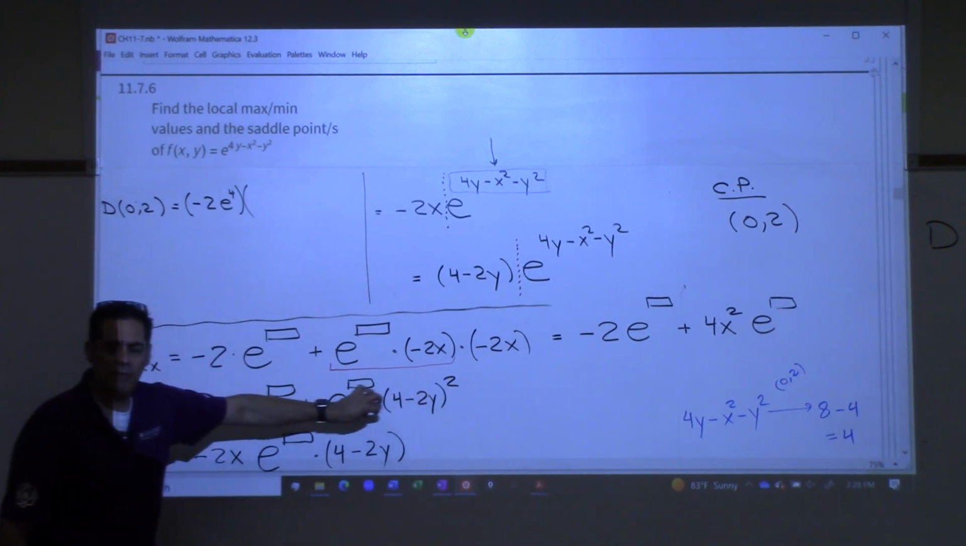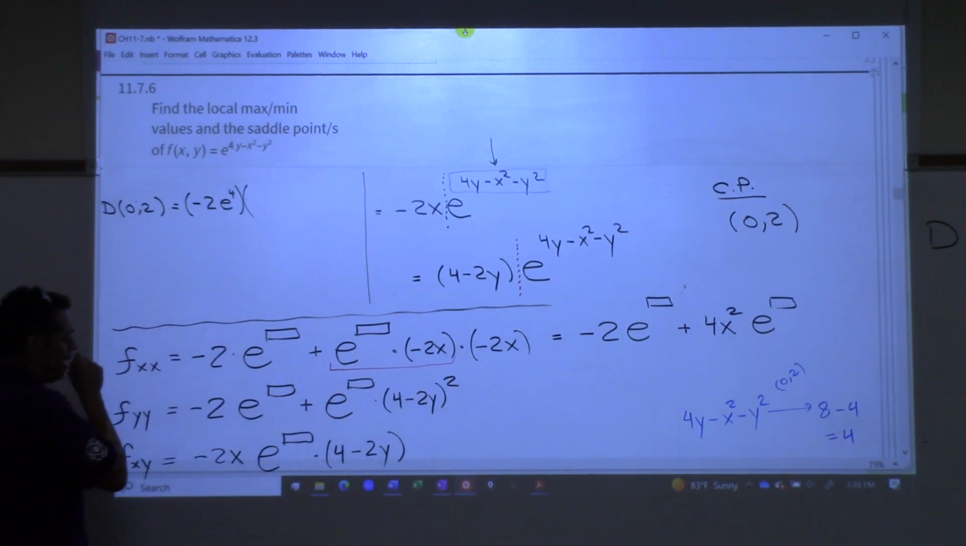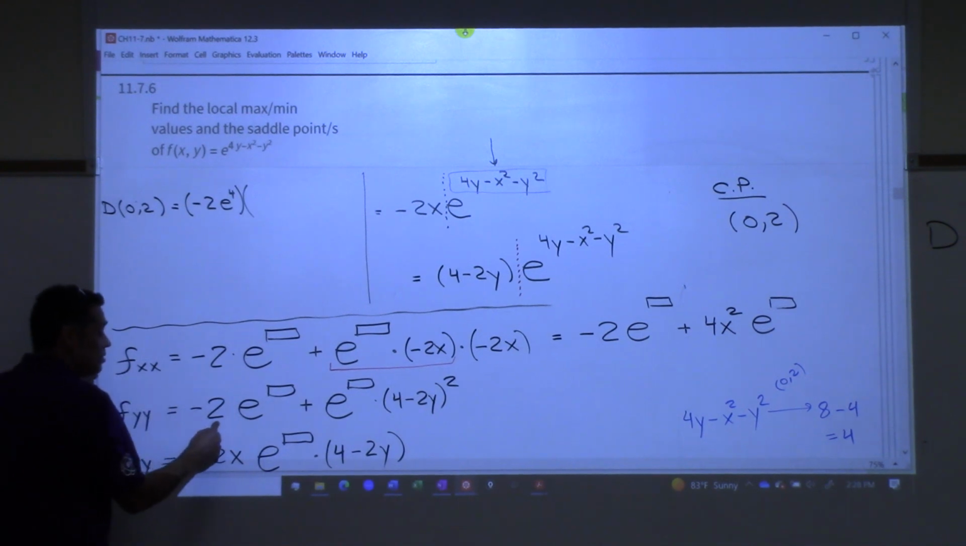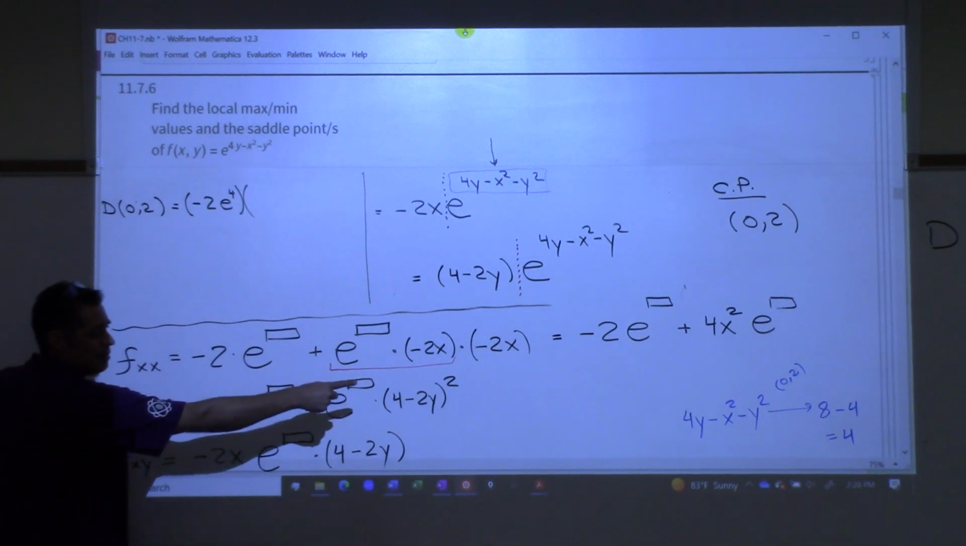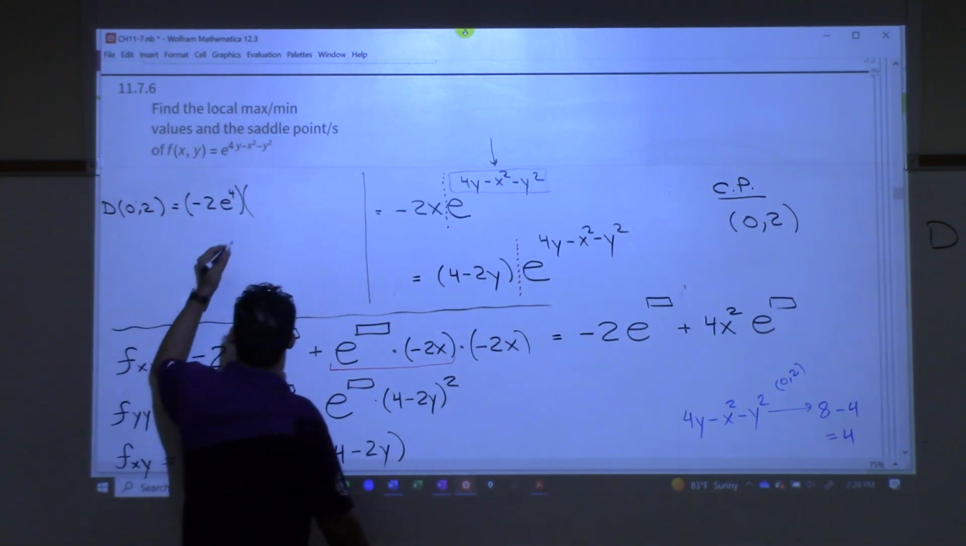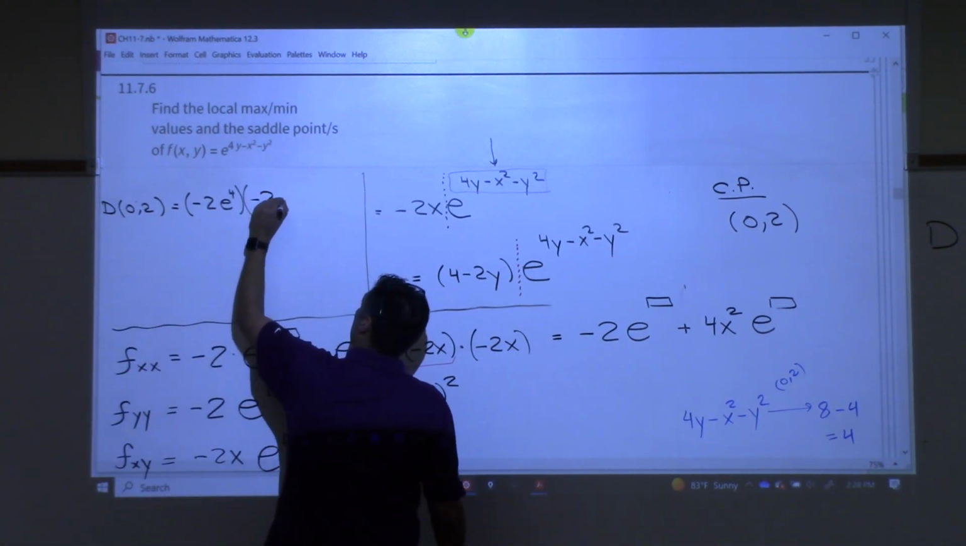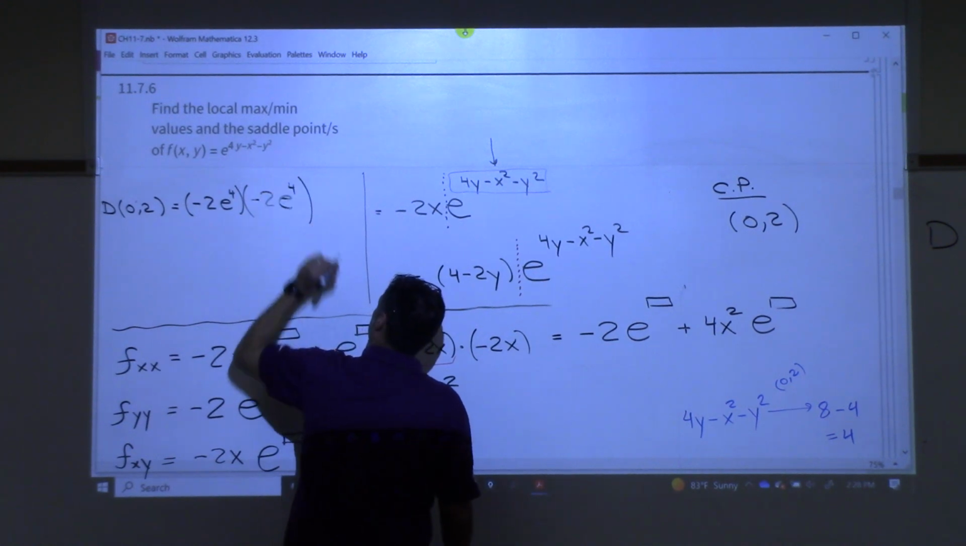If I plug in 0 for y, I mean 2 for y, and then I have negative 2e to this, but don't I still get a 4 there? It's the same answer I get. So this becomes negative 2e to the 4th there.